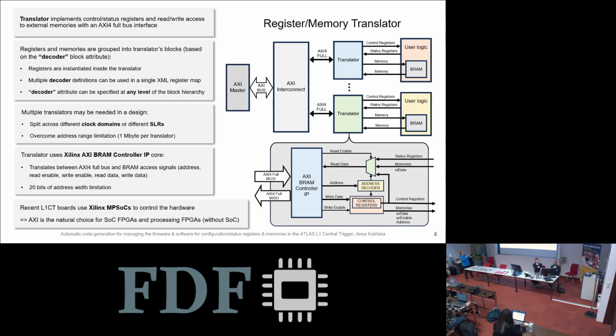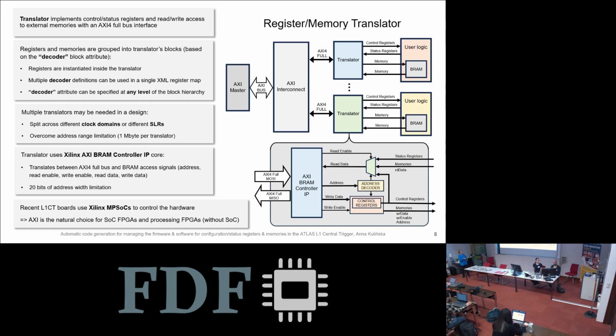So the translator is being generated based on the decoder block attribute that was mentioned in the XML example, and multiple blocks can be included in one decoder, as well as there can be multiple decoder declarations in our XML.